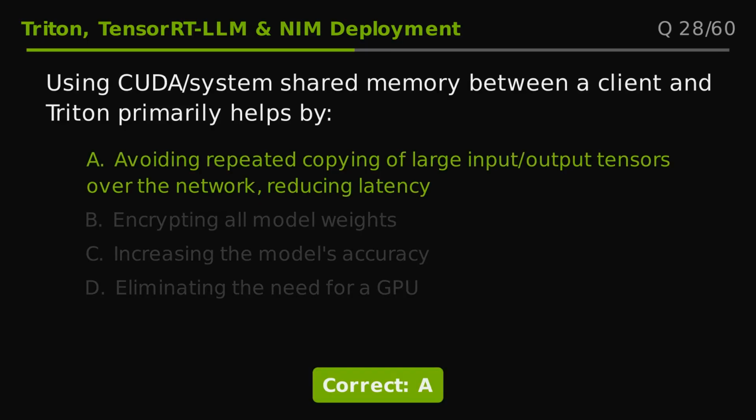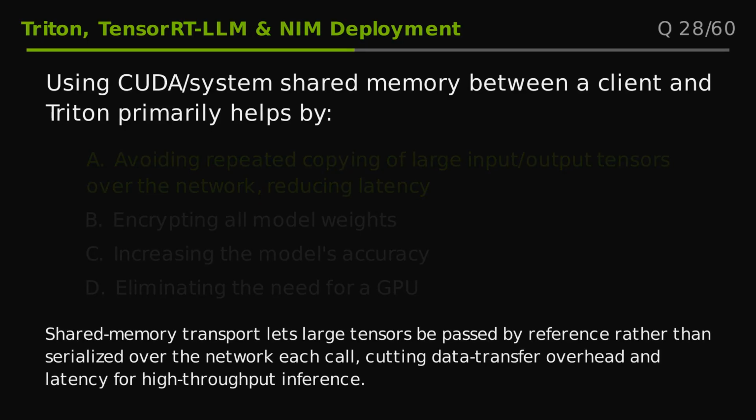The correct answer is A. Shared memory transport lets large tensors be passed by reference rather than serialized over the network each call, cutting data transfer overhead and latency for high throughput inference.